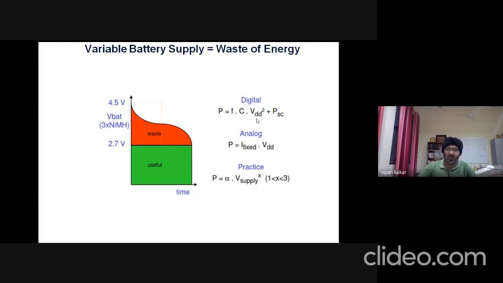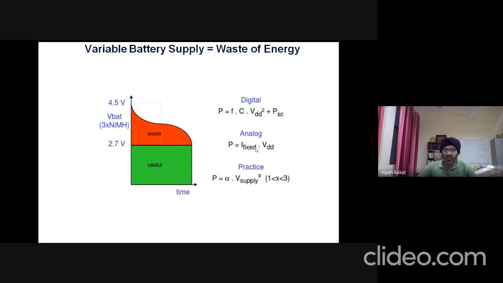If we lower the supply voltage for the logic gate, we can save power. If we lower the switching frequency, we can save power. If we lower the capacitive value, meaning we design these logic gates elegantly so that the load capacitances are minimized, then power is saved. Plus there is some short circuit power, which depends on the logic gates while transitioning, how fast they can transition. Based on that, the short circuit power is calculated.